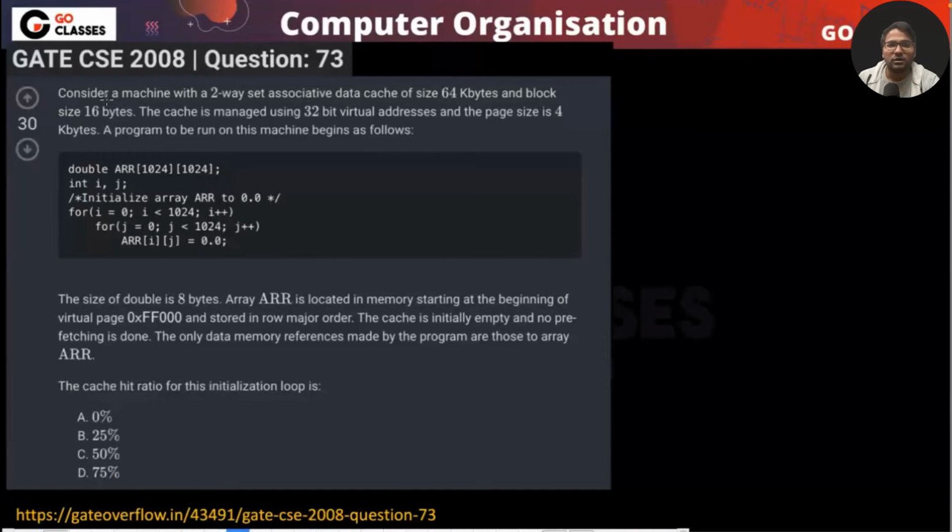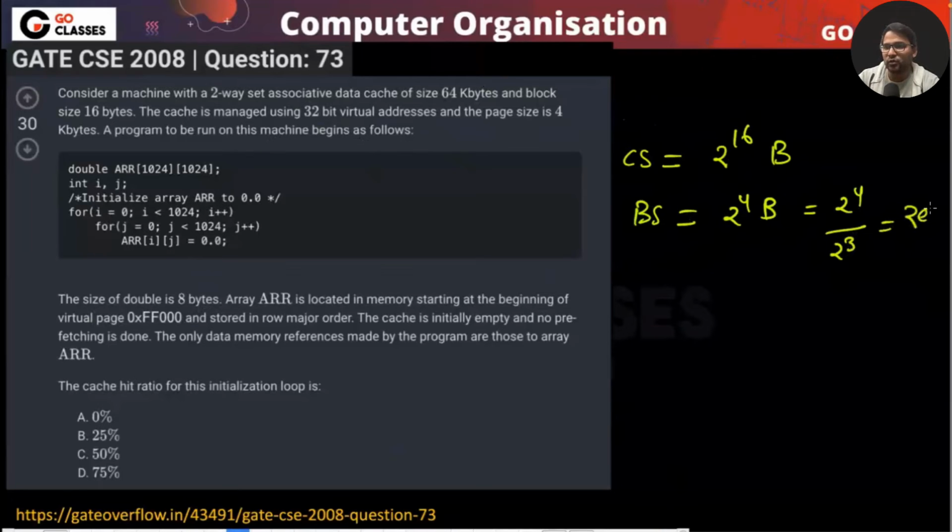Okay. Consider a machine that is having a 2-way set associative data cache of size 64 KB. So the cache size is 64 KB, which means 2 power 16 bytes. And the block size is 2 power 4 bytes, right? Virtual address size is given; I don't think it is needed for this question. The size of the double is 8 bytes. Okay. Element size is 8 bytes. It means 2 power 4 upon 2 power 3, which means 2 elements, right? Each block can have just 2 elements.